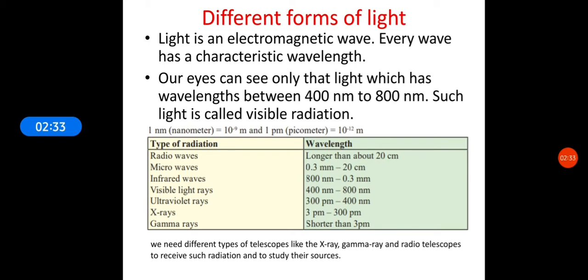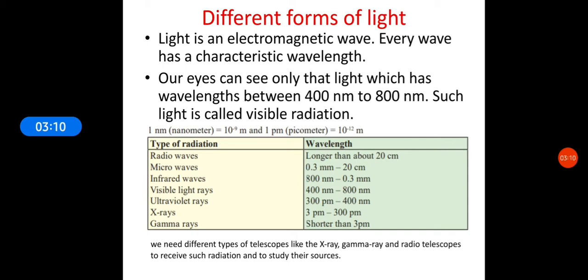Light is an electromagnetic wave. Every wave has a characteristic wavelength. Our eyes can see only that light which has wavelengths between 400 nanometer to 800 nanometer. Such light is called visible radiation. However, there are electromagnetic waves of wavelengths other than the visible ones, most of which we cannot see as our eyes are not sensitive to them.